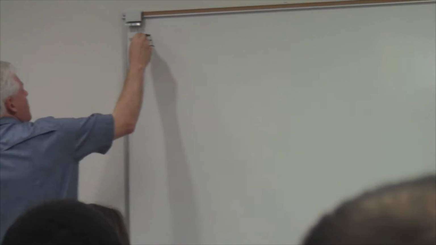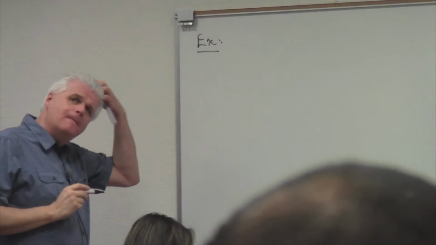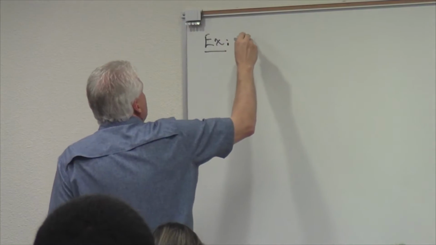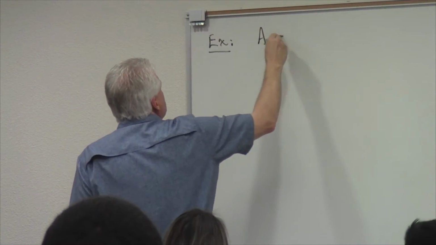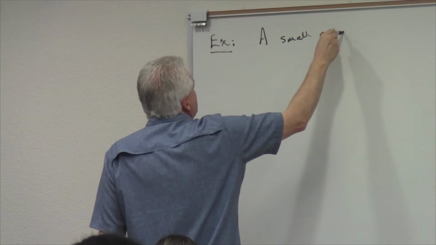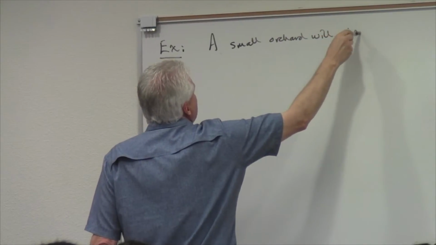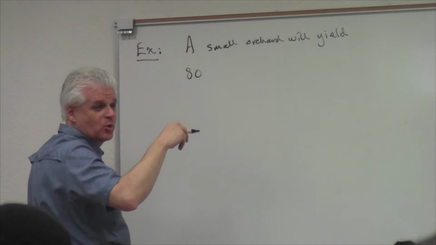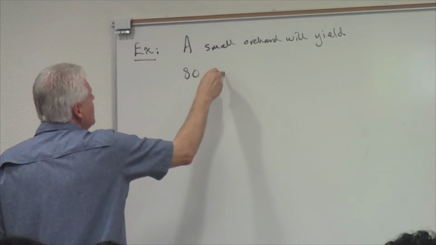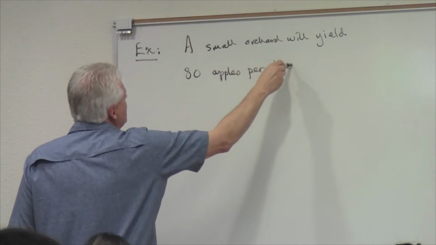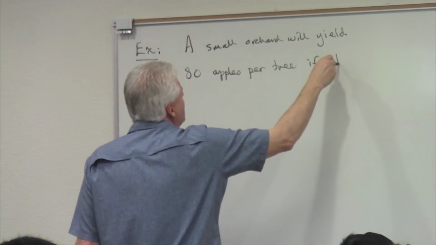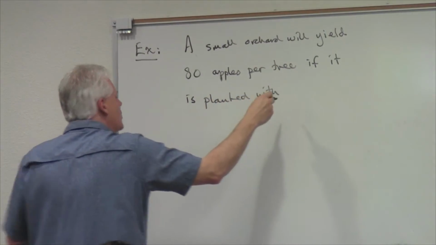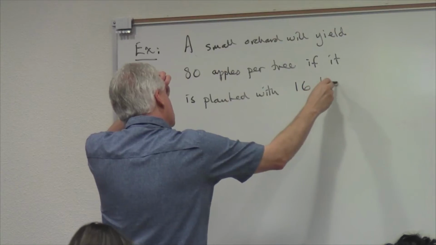All right, so let's do more of a financial problem this time. A small orchard will yield, I'm just making these up, I have no clue if these are even close to the right numbers, will yield 80 apples per tree if it is planted with 16 trees.